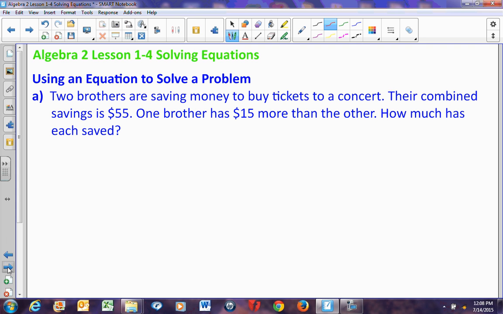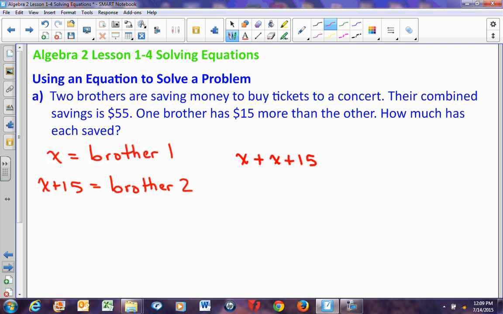So let's take a look at this. I'm going to define variables first. Two brothers are saving money. Their combined is 55. One brother has $15 more than the other. So I'm going to let x equal brother number 1. And obviously x plus 15, because he has $15 more, is brother 2. Together, they have $55. So brother 1 plus brother 2 have to have $55. So there's your equation. Because it's going to ask you to write an equation.